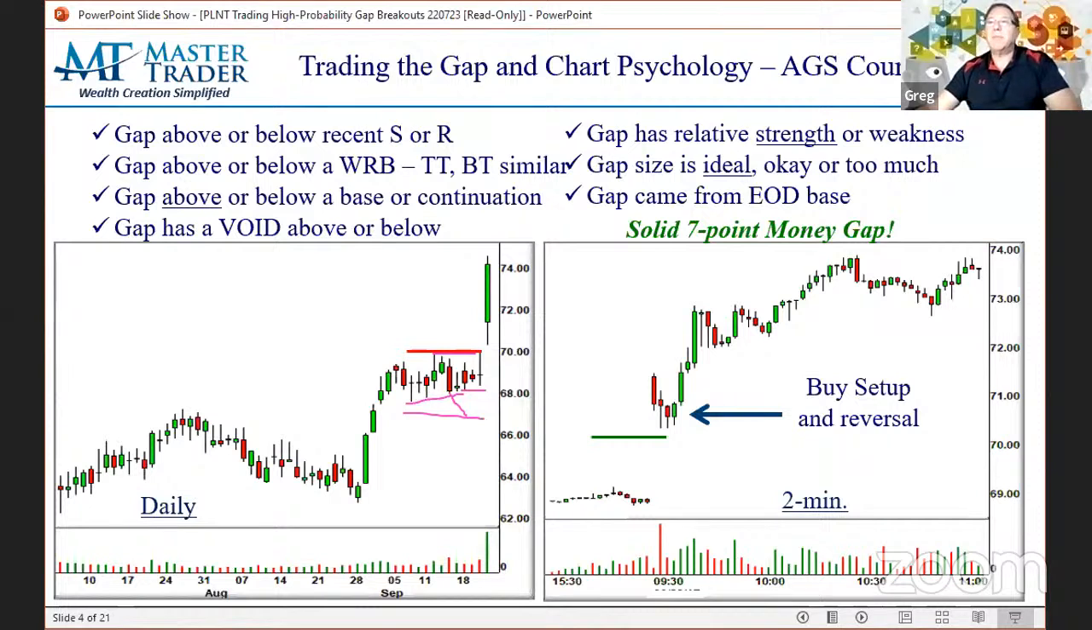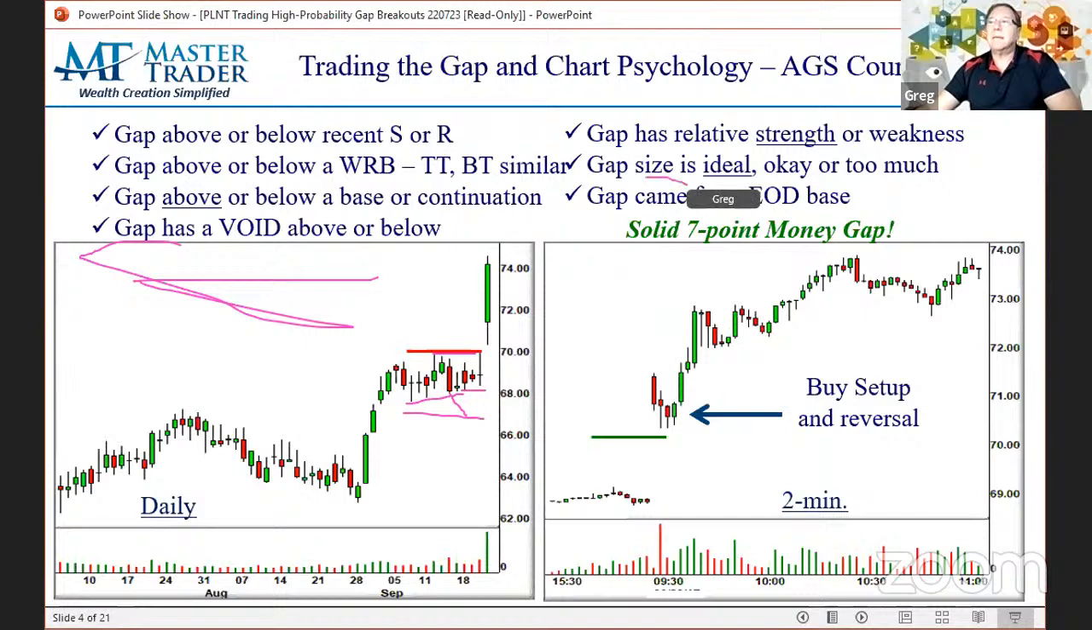Gap has a void above or below. So for our conversation, we're saying yes. Gap has relative strength or weakness. Well, what does that mean? Well, it's gapping up. Did the market gap up? It could be an equal thing. Maybe the market gapped down, but not significantly, a little bit. So that showed relative strength compared to the market. And we could look at other stocks. Maybe the market's gapping up, but other stocks within the sector aren't gapping up. So it's showing relative strength.